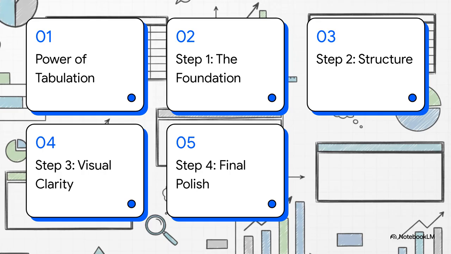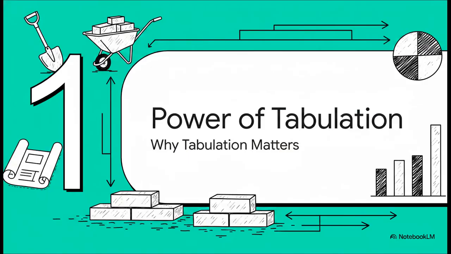Okay, let's dive right into this. Here is our architectural blueprint for today's explainer. First, we'll look at the power of tabulation. Then, our 4-step construction guide. Step 1, laying the foundation. Step 2, structural integrity. Step 3, visual clarity. And finally, Step 4, final polish. Starting us off, Section 1, the power of tabulation.